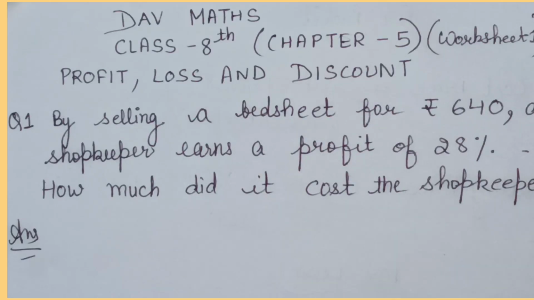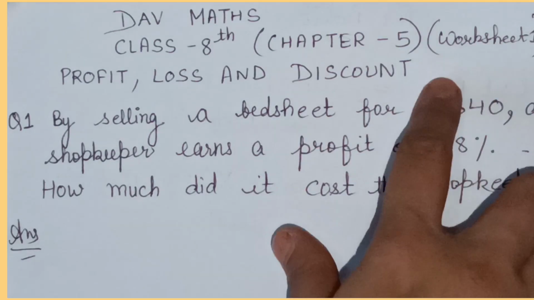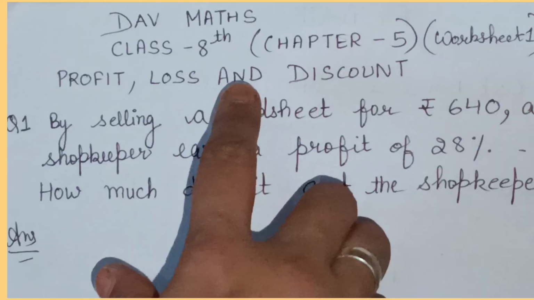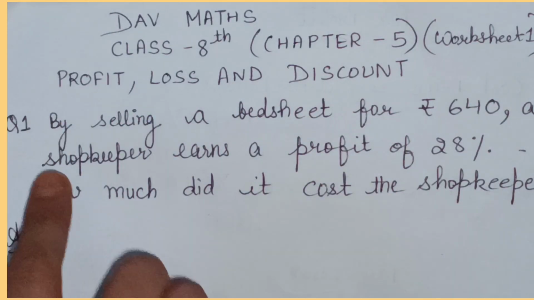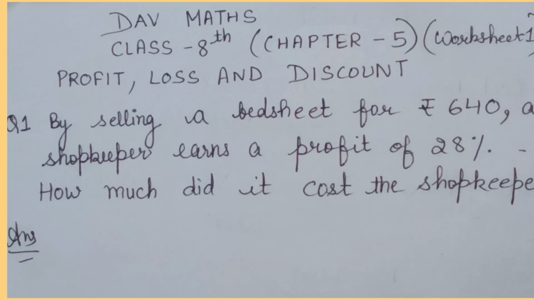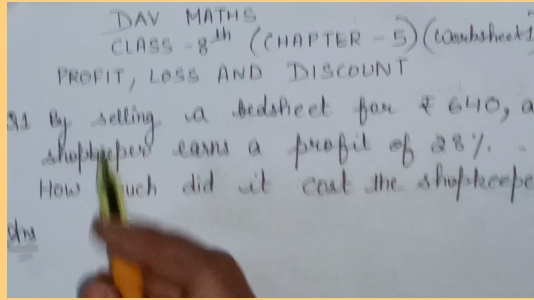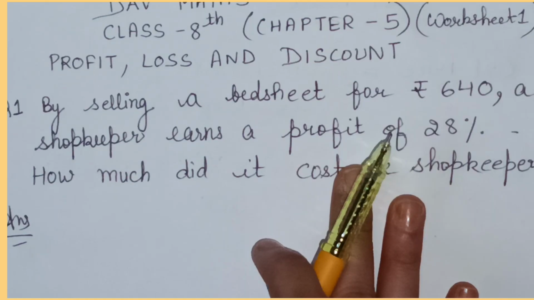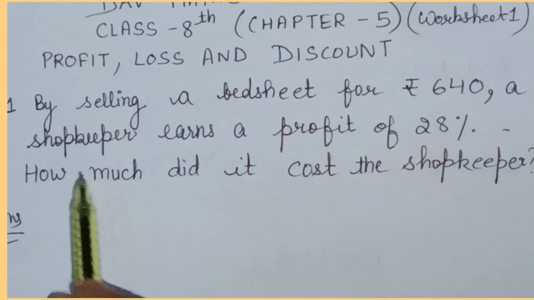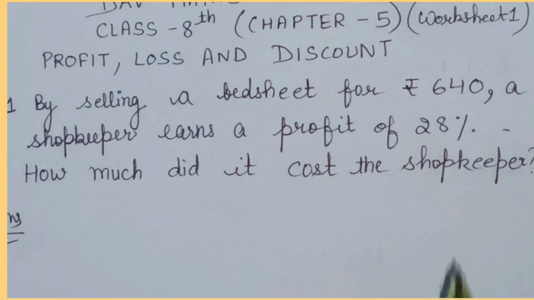Now let us start question number 1 of worksheet 1 of chapter 5, Profit, Loss and Discount. Question number 1 is: by selling a bed sheet for rupees 640, a shopkeeper earns a profit of 28%. How much did it cost the shopkeeper?